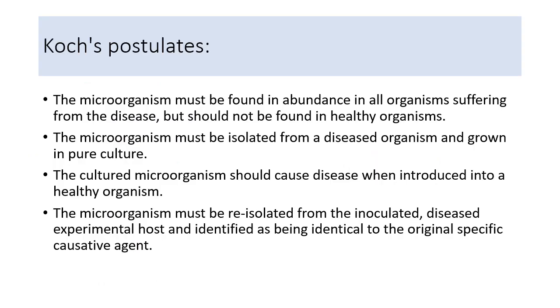So, what are Koch's postulates? The microorganism must be found in abundance in all organisms suffering from the disease. That is, it could be a human being, it could be an animal, and it should not be found in healthy organisms. The organism must be isolated from a diseased organism and grown in pure culture. The cultured microorganism should show disease when introduced into a healthy animal. And then the microorganism must be re-isolated from the inoculated, diseased experimental host and identified as being identical to the original specific causative agent. So these are the four postulates which he brought about, which played a big role in making this into a scientific study, where we could reject certain hypotheses and certain hypotheses were proved.